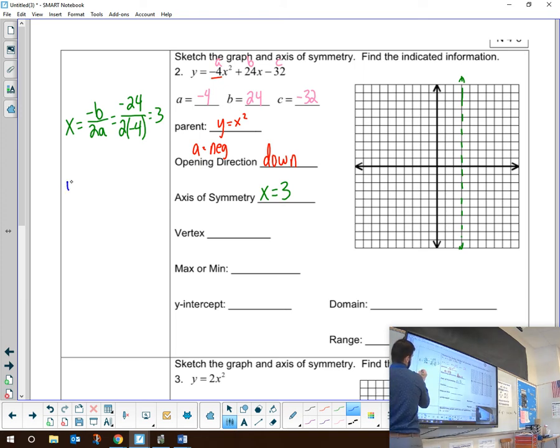So I'm going to plug back in y equals -4 times 3 squared plus 24 times 3 minus 32. Looks like we might get some big numbers on this one. Okay, so 3 squared is 9. Remember what squared means. It means multiplying a number by itself. So 3 times 3 is 9. 9 times -4 is going to give me -36. Okay, 24 times 3 is going to give me 72.